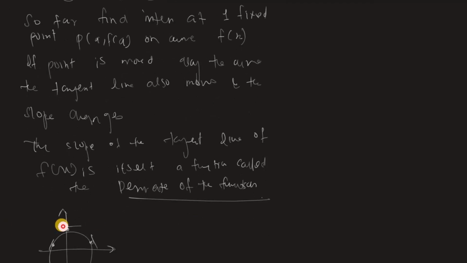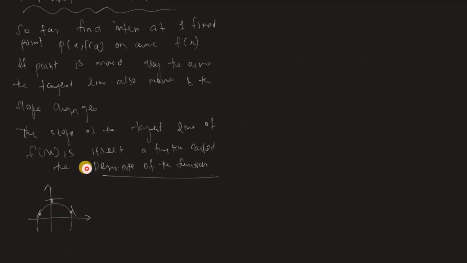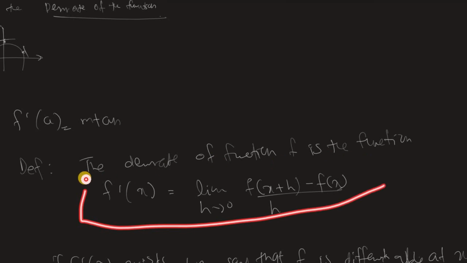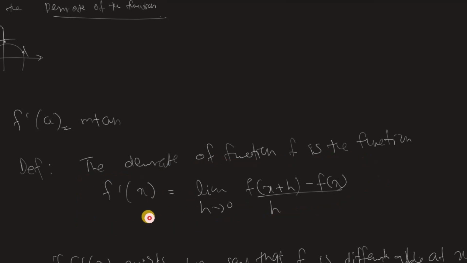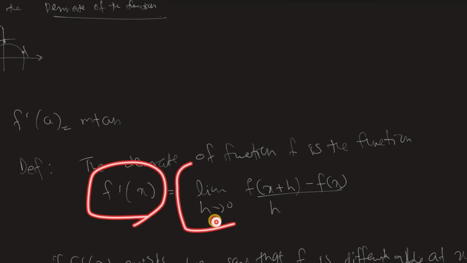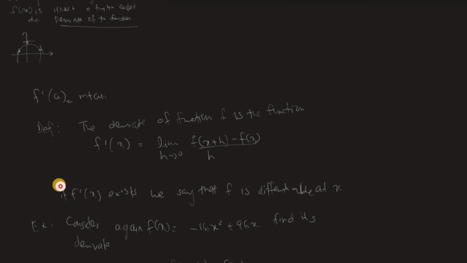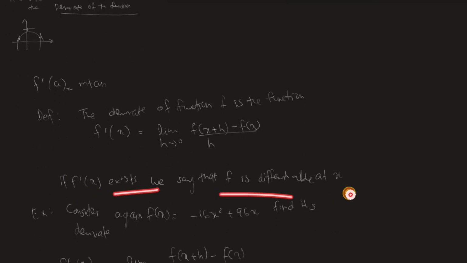Okay, so basically what you're saying is that if you have a point and you're moving it along the curve, the tangent line is also moving with the curve, right? And the slope of that tangent line is itself a function, and you will call that function the derivative of a function. So f prime of x is the derivative, and this is how you find it: f of x plus h minus f of x, over h, as h approaches 0. If f prime exists, we say that f is differentiable at x.